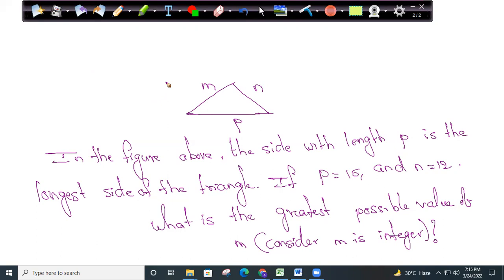What is the greatest possible value of M? Consider M is an integer. See, on one simple property, see how well they are framing the question. So don't take anything lightly.